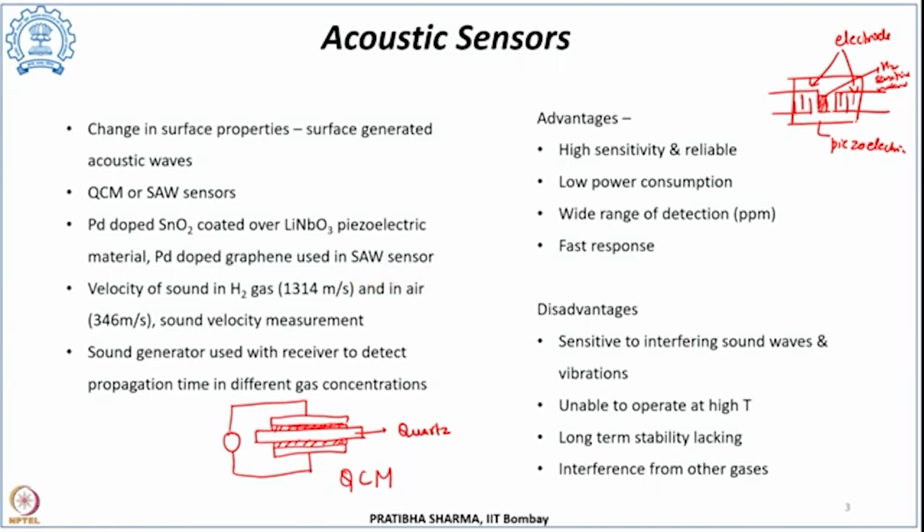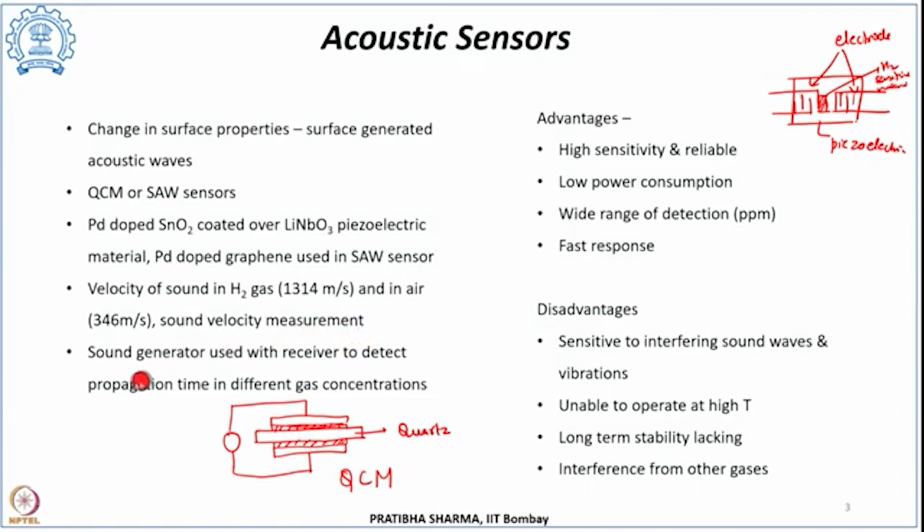Another method that could be used in acoustic sensors is, we know that the velocity of sound in hydrogen is much higher than the velocity of sound in air. Like in hydrogen it is 1314 meters per second, while in air it is 346 meters per second, and this difference can be used as a means to measure the hydrogen concentration.